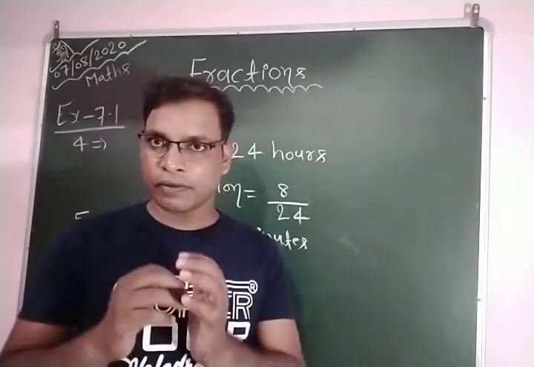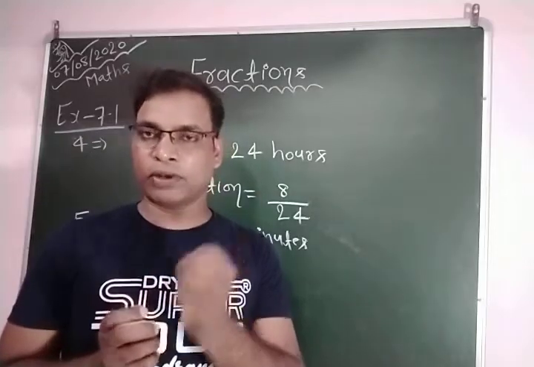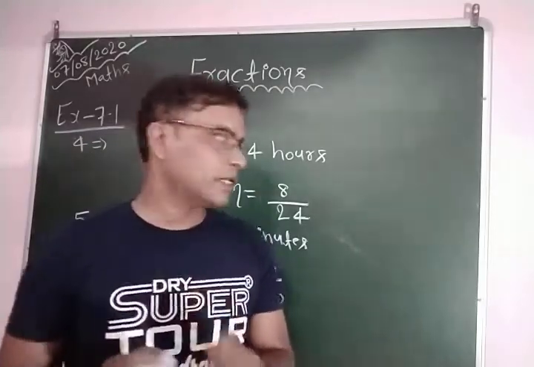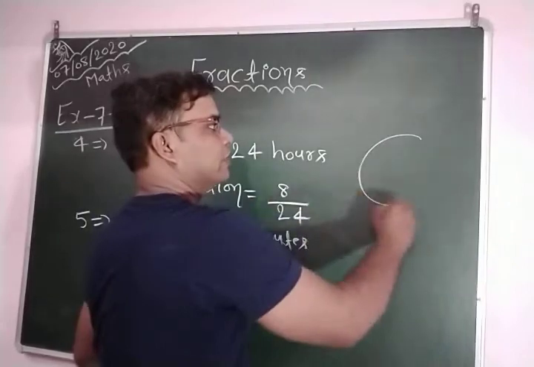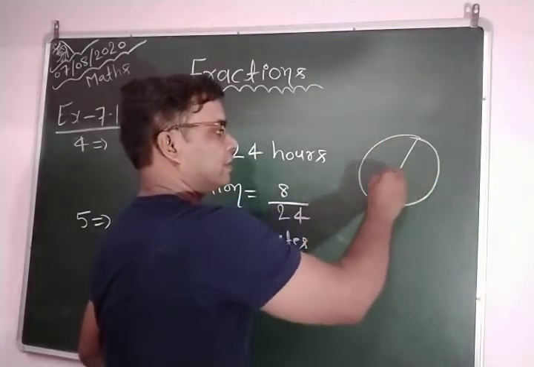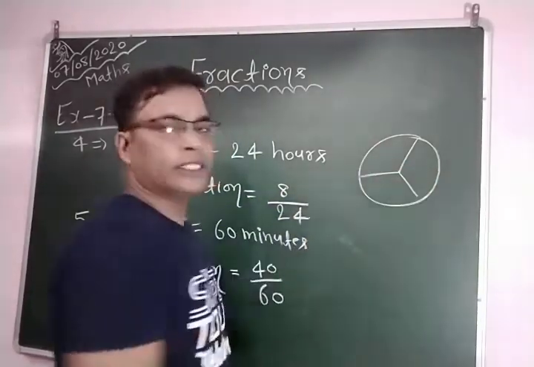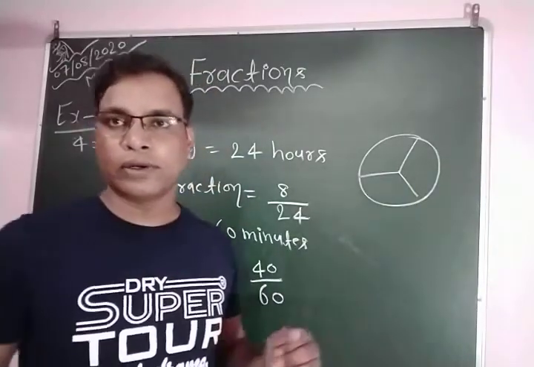So Arya divides his sandwich into 3 equal parts. Suppose this is the sandwich, and he divides it like this. So each friend got 1 part.